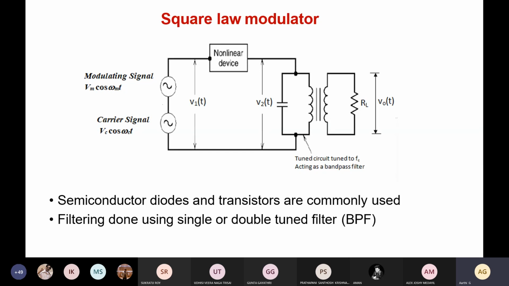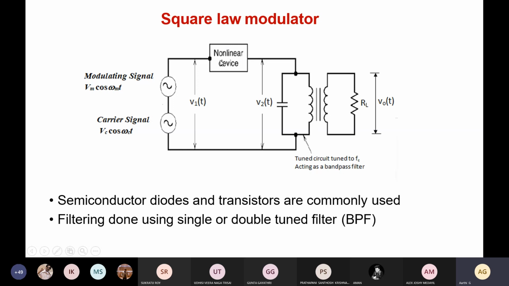Here again we have two signals, the modulating signal and the carrier signal. The output of the addition of the modulating and the carrier signal is V1 of t, which is given as input to the nonlinear device, and V2 of t is the output of the nonlinear device, which is given as input to the filter. This tuned circuit is a filter. The output is V0 of t, which is after filtering. The tuned circuit is tuned to FC, acting as a bandpass filter.